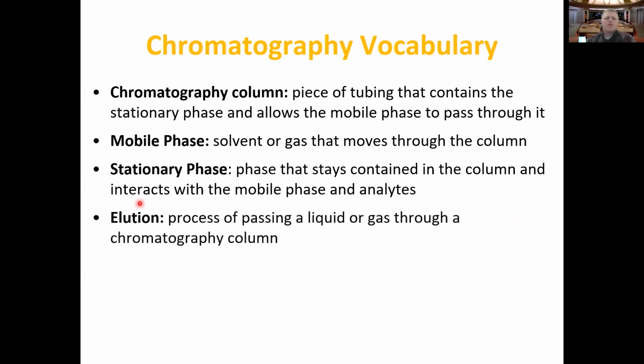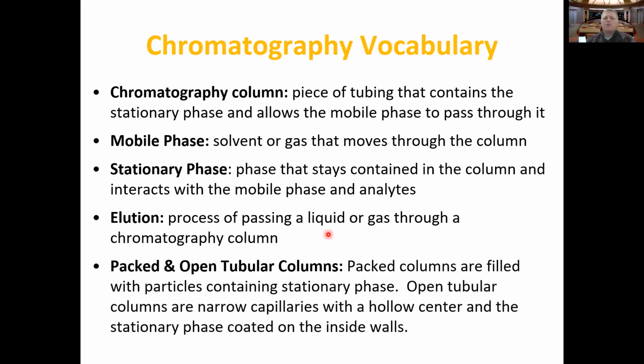Right. The next term that I'm going to introduce is elution. And this is the process of passing a liquid or gas through a chromatography column. And then the last phrases we'll cover are packed and open tubular columns. So these are different types of columns or different ways of preparing your columns.